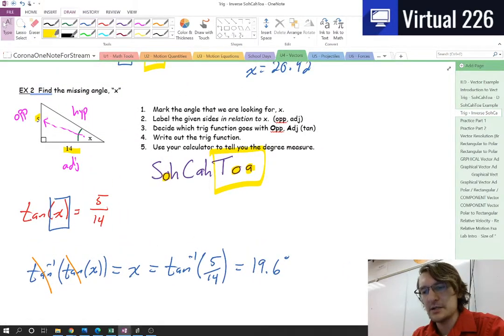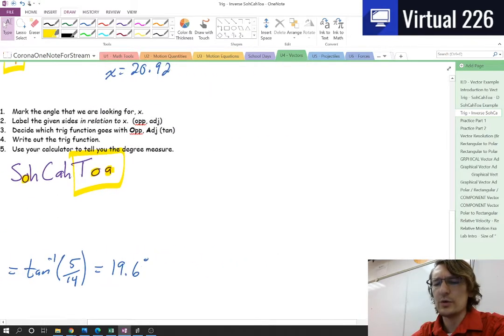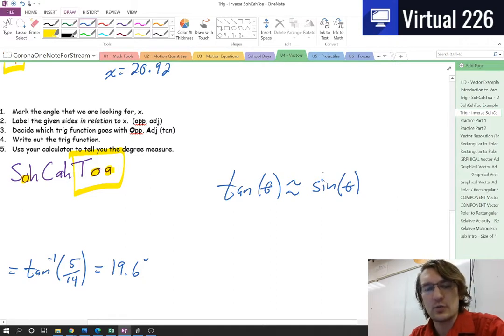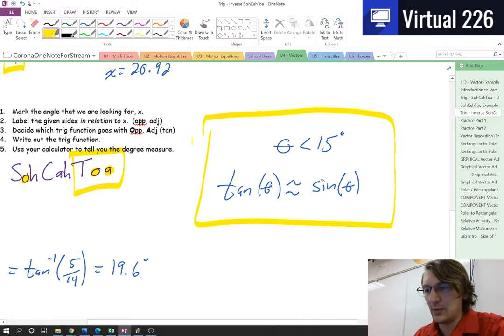Now, this is a little bit extra, in case you want to see this in the future. What you'll actually find is that tangent of theta, some angle, is pretty close to the sine of theta whenever you're around 15 degrees. Whenever theta is about less than 15 degrees, that'll be true. This is what's known as a small angle approximation. We use it in some more complicated physics moves, in AP Physics 2 and beyond, whenever you're trying to make things look a little bit easier.